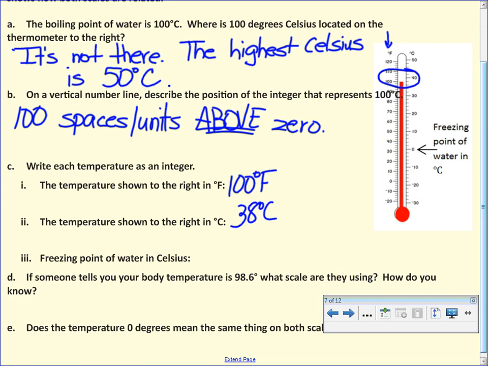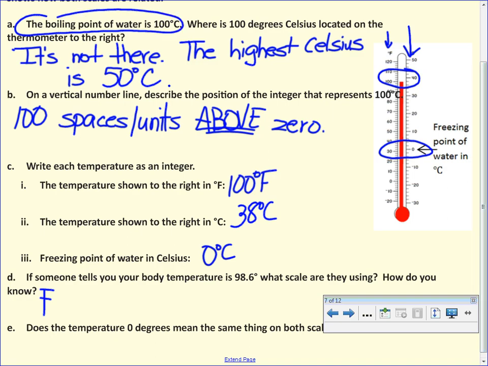Okay? What is the freezing point of water in Celsius? 0 degrees Celsius. I think that was kind of a silly question. All right, if somebody said that your body temperature was 98.6, would that be in Fahrenheit or Celsius? Fahrenheit. Well, we know from up here the boiling point of water is 100 degrees Celsius.